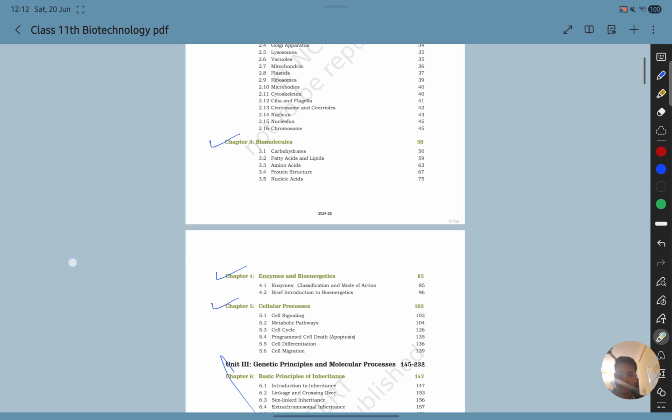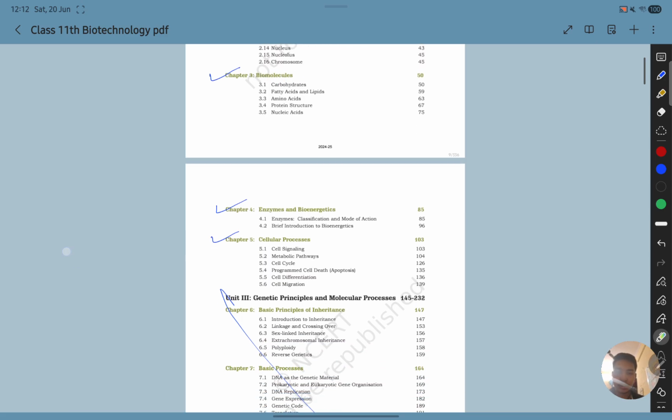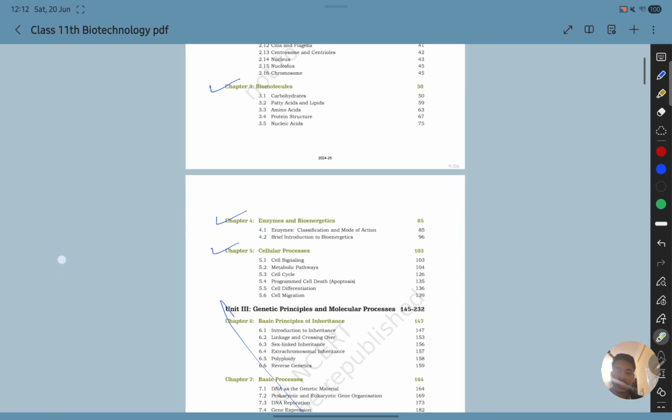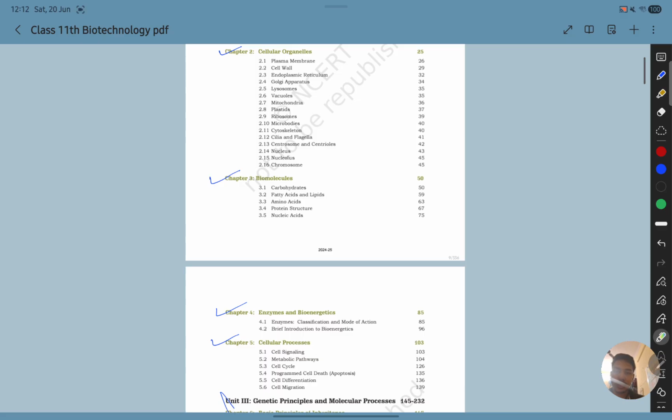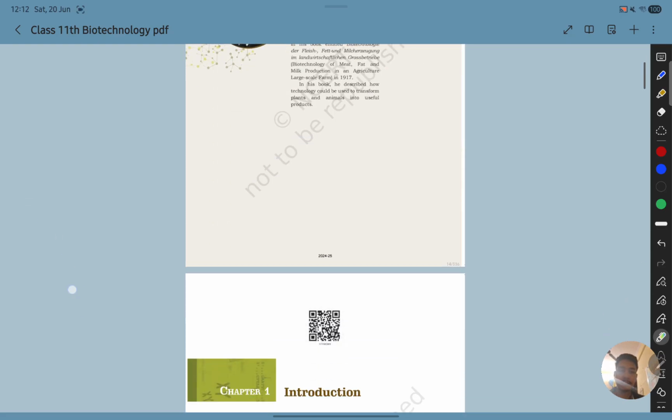Then after that we will proceed to biomolecules, enzymes and bioenergetics. So these 4 chapters are very important. You can read the cell cycle chapter also, but I think the first chapter 2, chapter 3 and chapter 4 are the most important. So let's get started.